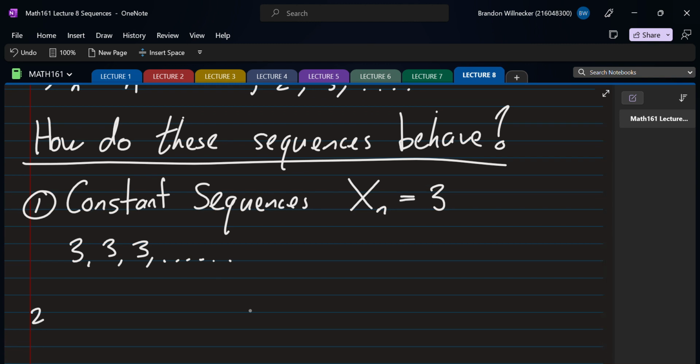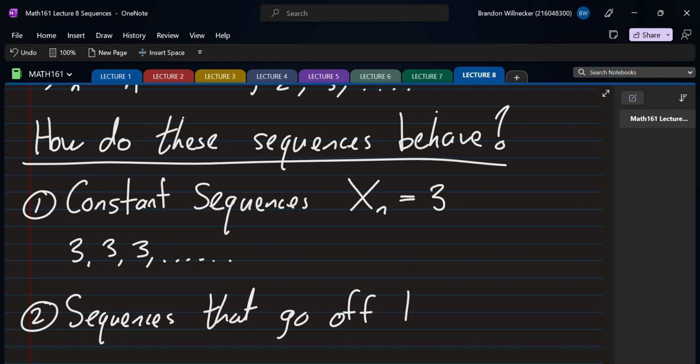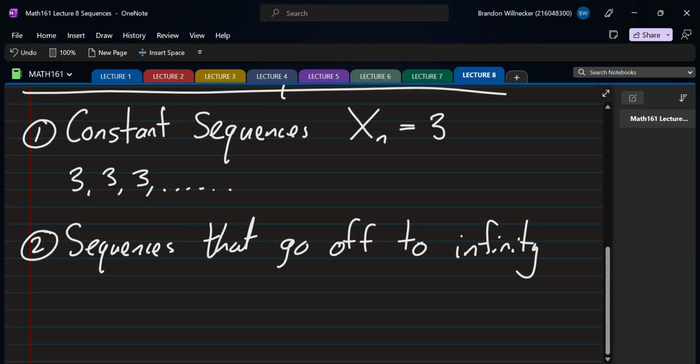Number 2, we could have sequences that go off to infinity. We're not being very precise with this. We're just thinking about how these sequences could behave. Later on, we will be a bit more precise about what we mean by these different things.